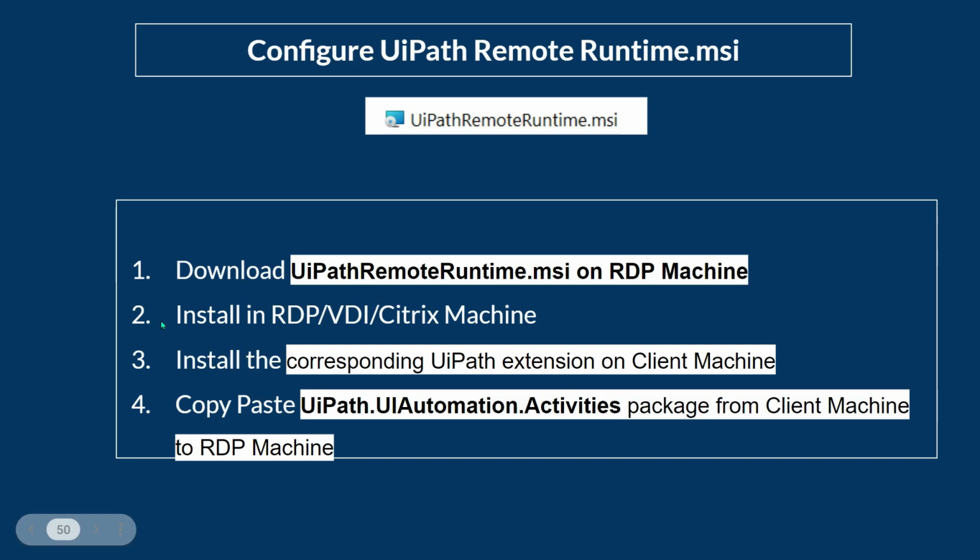Now the next step, install in RDP. So installation also I've shown you. Double click and install it. Pretty simple one. So download and installation is done. Now the third thing, install the corresponding UiPath extension on the client machine. Now which extension it is talking about, you need to understand which is the extension that you have to download.